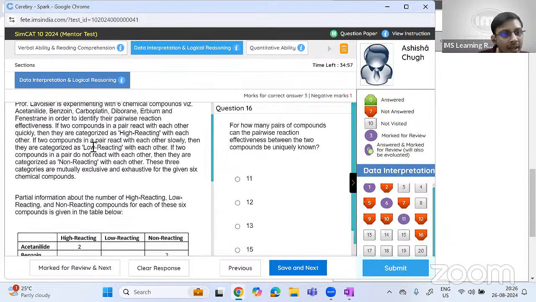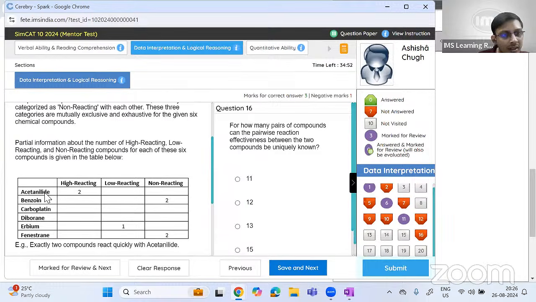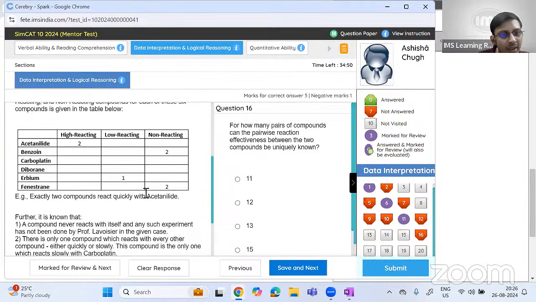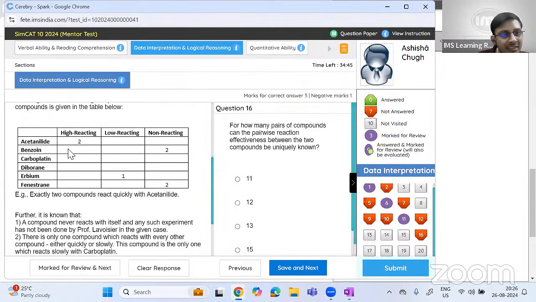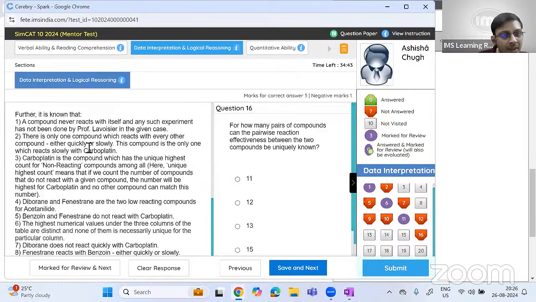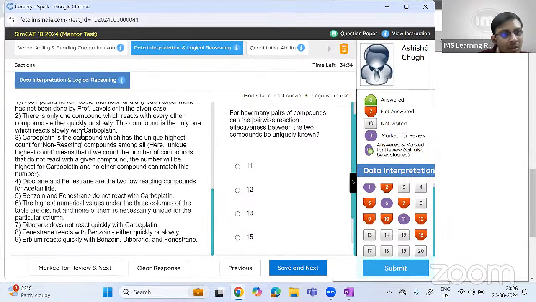2 compounds in a pair. This is high reacting with 2: exactly 2 compounds react quickly with this one. Then a lot of information. A compound never reacts with itself, and that experiment has not been done. Only 1 compound reacts with every other compound, either quickly or slowly. It is the compound which has the unique highest count. Too low reacting for.